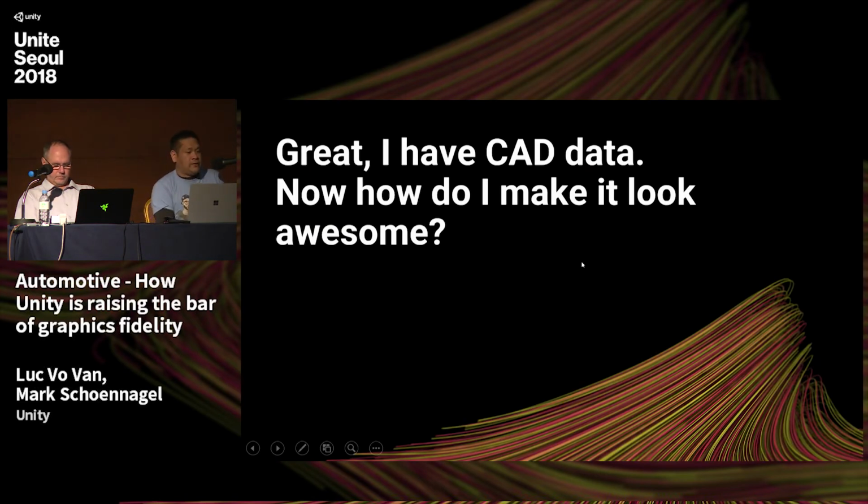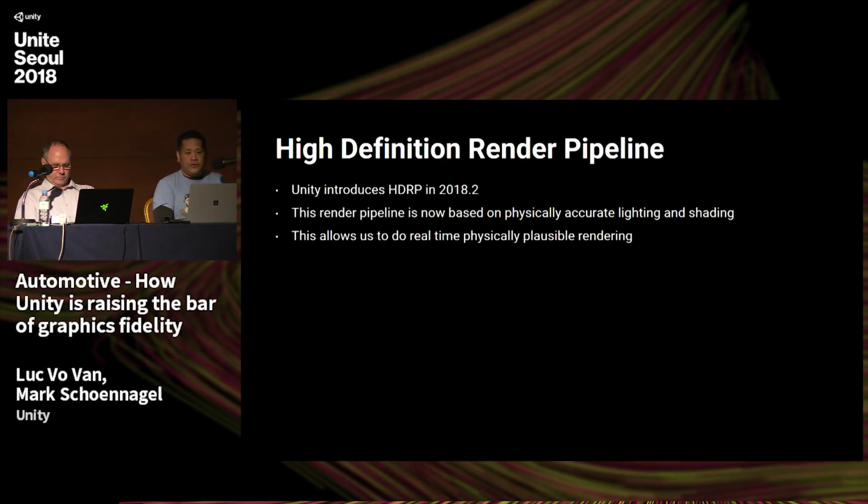Okay. So we've shown you guys how to have CAD data inside of Unity, but we still don't know how to make it look really, really good, right? So in 2018.2, we'll introduce something called HDRP. You saw it in the keynote. This is a render pipeline. It's based on physically accurate lighting and shading. And with that, it allows us to do real-time physically plausible rendering.